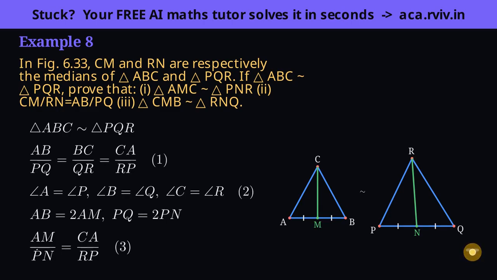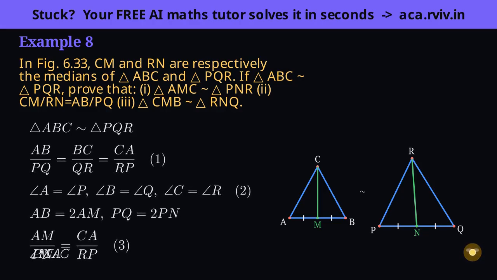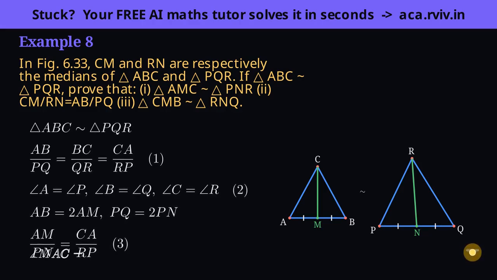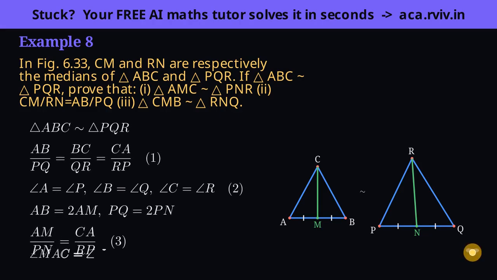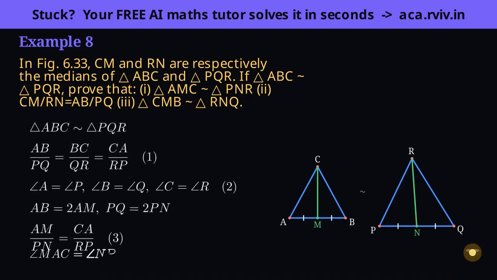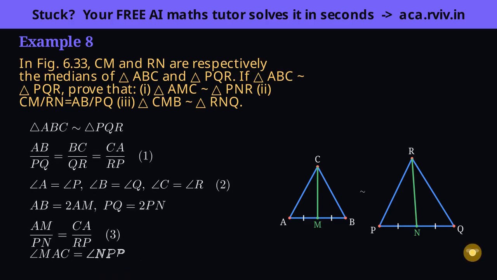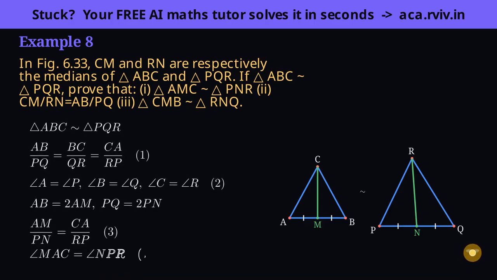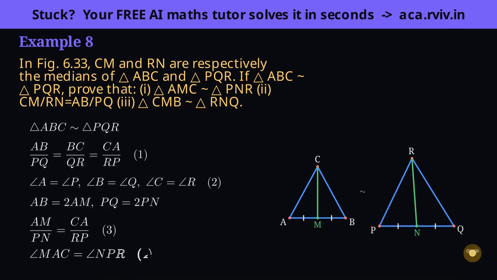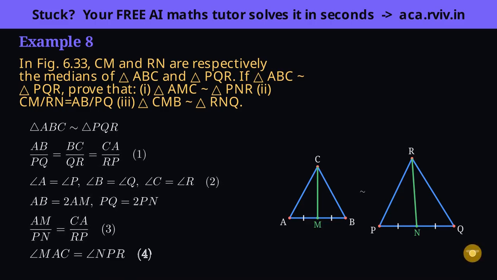We're building toward part 1, and SAS on the small triangles AMC and PNR. Equation 3 gives the two sides in ratio. Now we need the angle between them. From equation 2, angle A equals angle P, and angle MAC is just angle A, angle NPR is just angle P, so those included angles are equal. Call it equation 4.